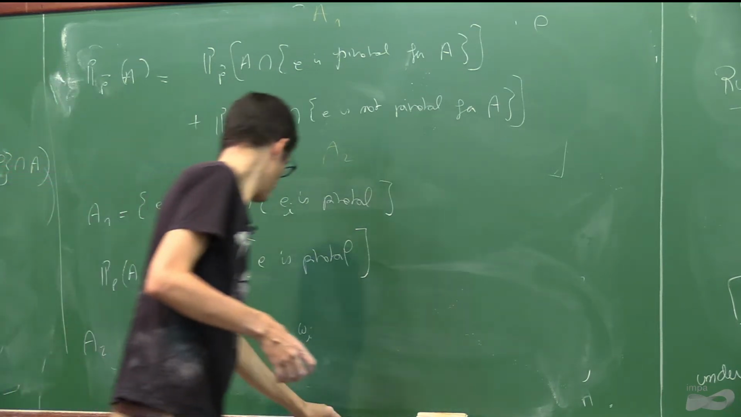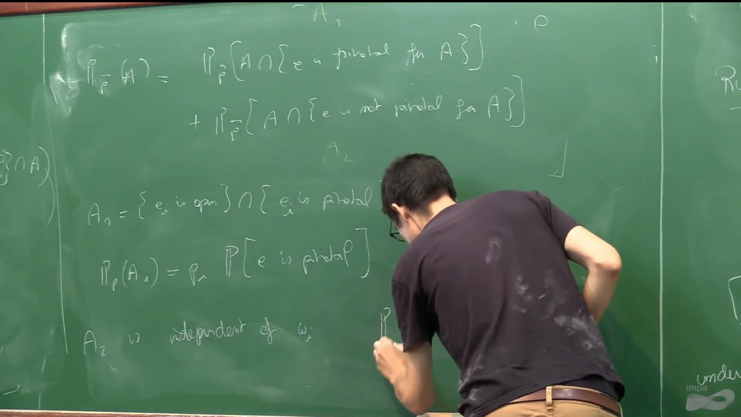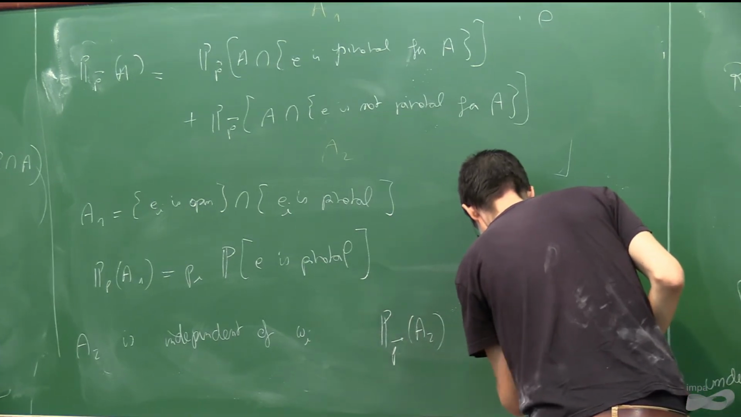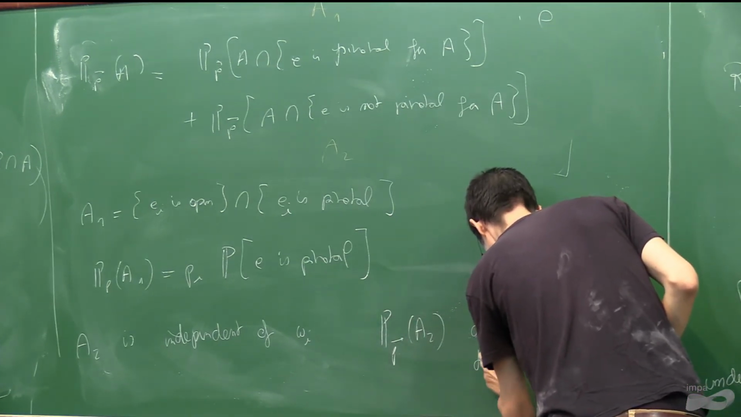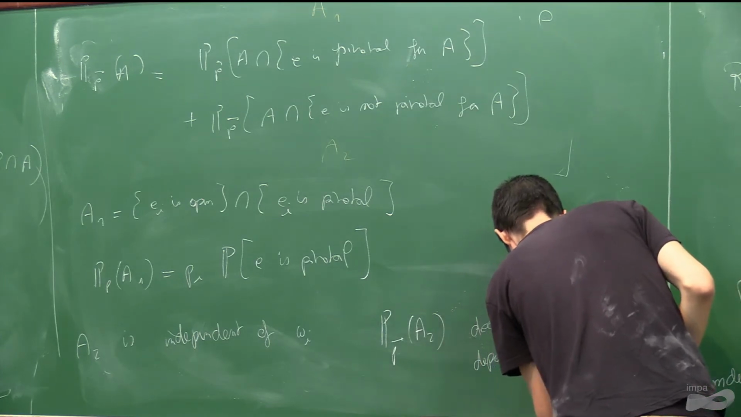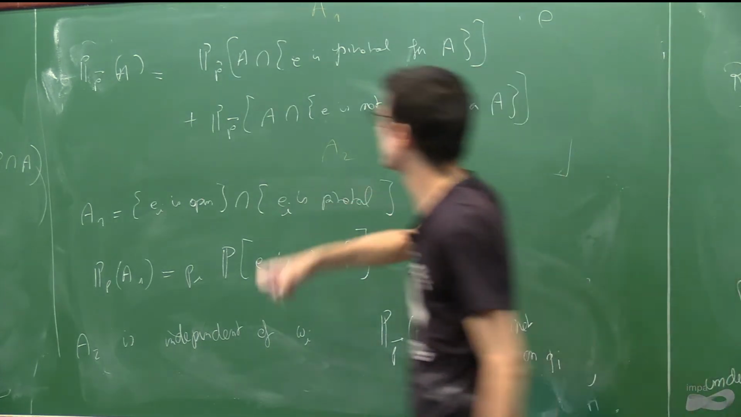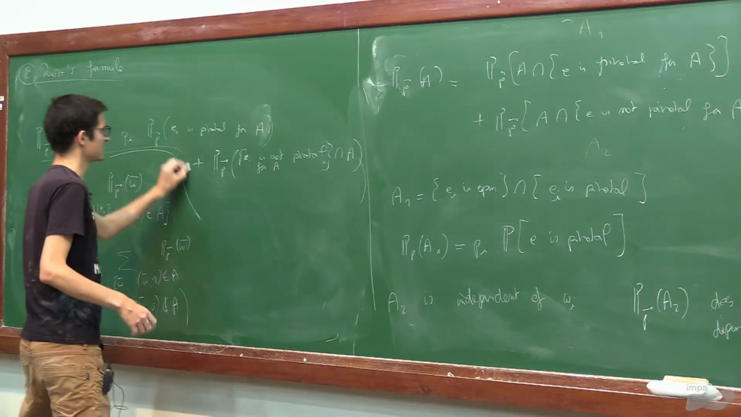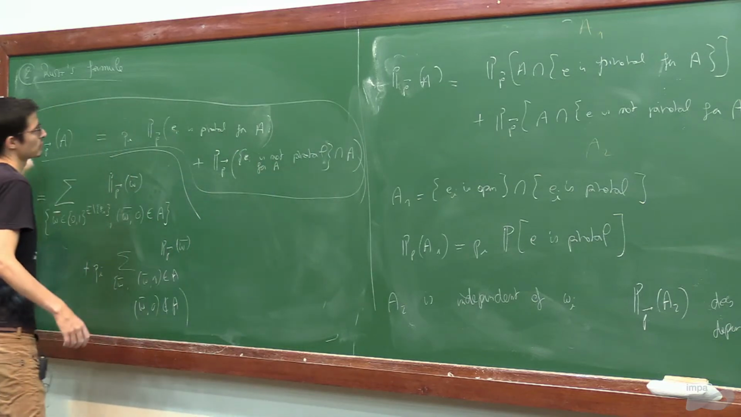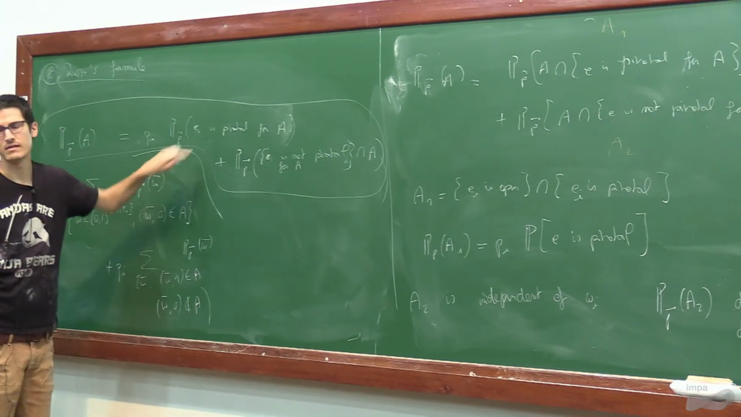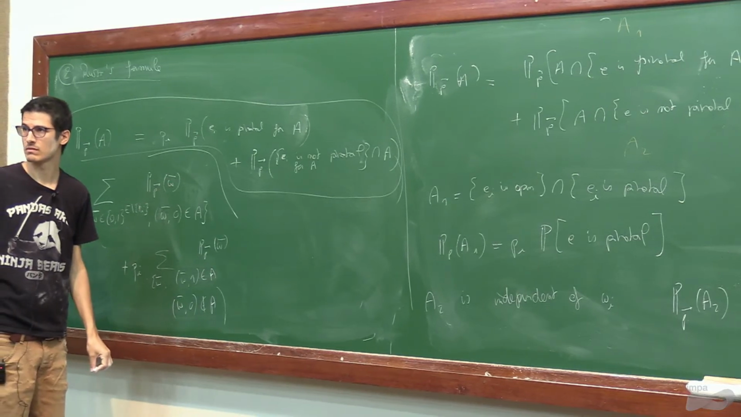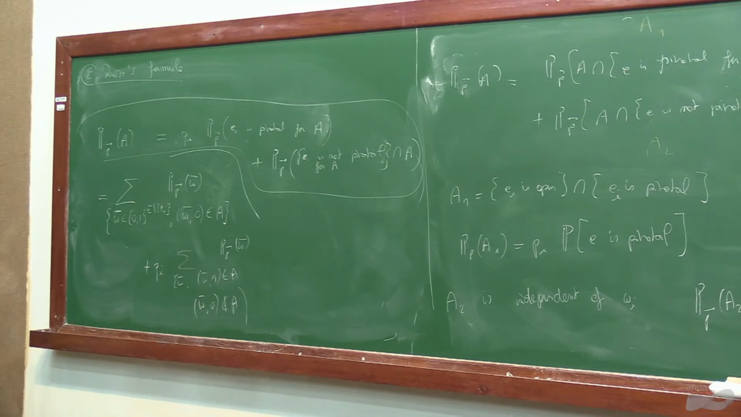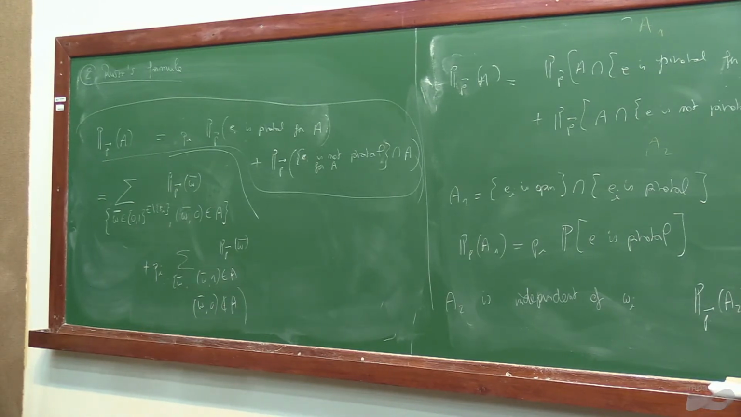So P of A2 does not depend on p_i. Okay, so this is where I get this expression. And when you take the derivative with respect to p_i, you get what we want.